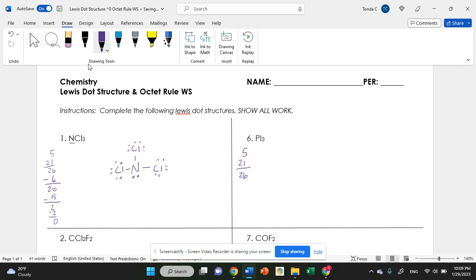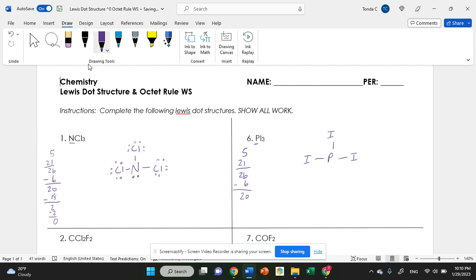Iodine is a halogen, so it's not going to go in the middle, so that's going to be our first element, which is phosphorus, and then we're going to put iodine around it. Next, we're going to bond these all and realize that we're using 6 electrons to make those bonds, which gives me 20.